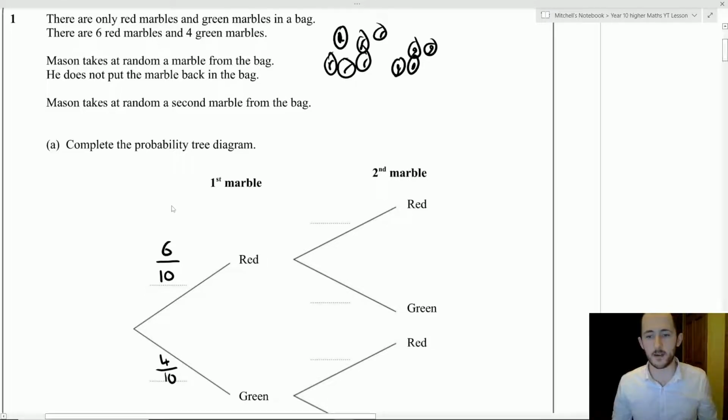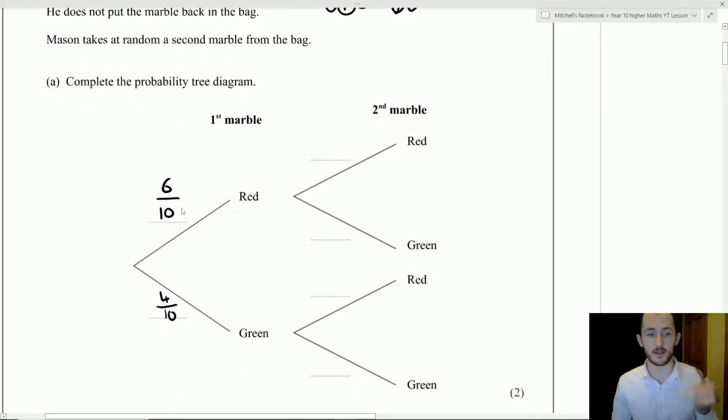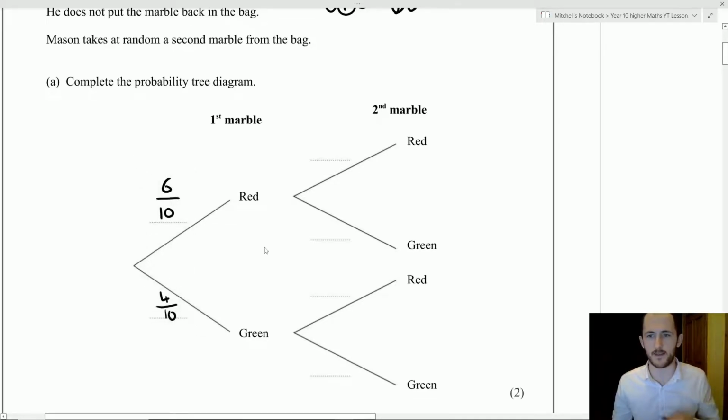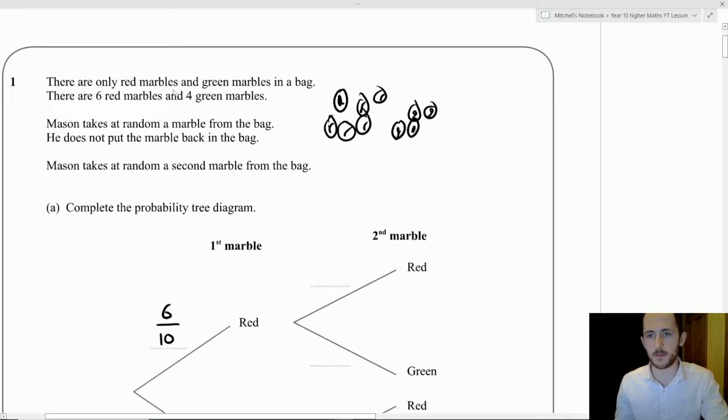Now, one thing to note about probability tree diagrams, this is a good way to check if you've done it correctly, is that across the branches, it should add up to 1, because all probabilities add up to 1. So 6 over 10 plus 4 over 10 gives me 10 out of 10, which is 1. So we're correct there. Now, here's where it gets a bit tricky.